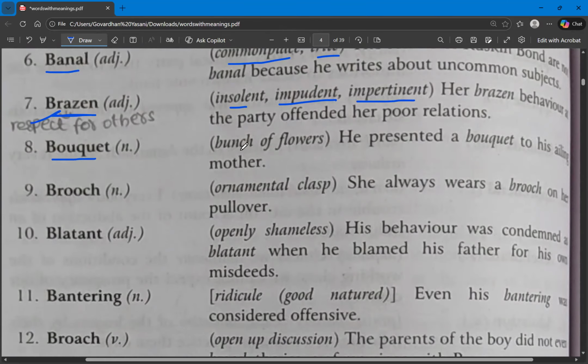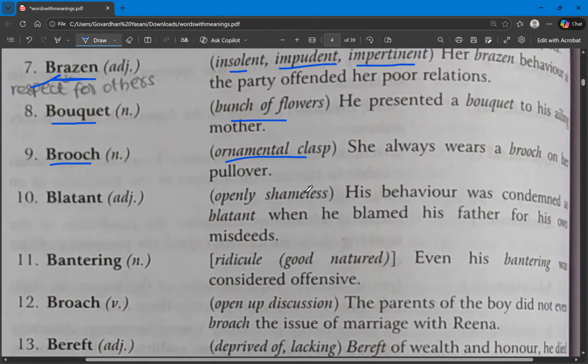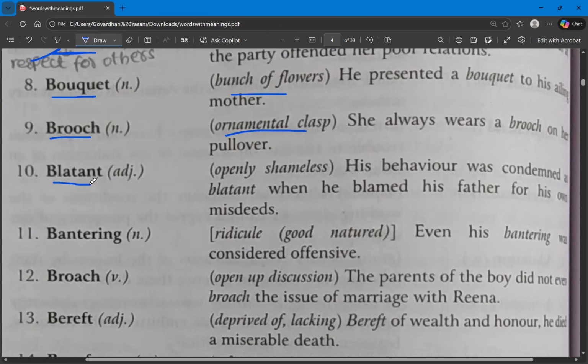Next, bouquet means bunch of flowers, which we know already. The next one is brooch. Brooch means ornamental clasp. So this is something related to ornaments. The next one, blatant. Blatant means openly shameless, someone who is indifferent to anything. Whatever they say, he is indifferent to it. He's shameless as well. Openly shameless.